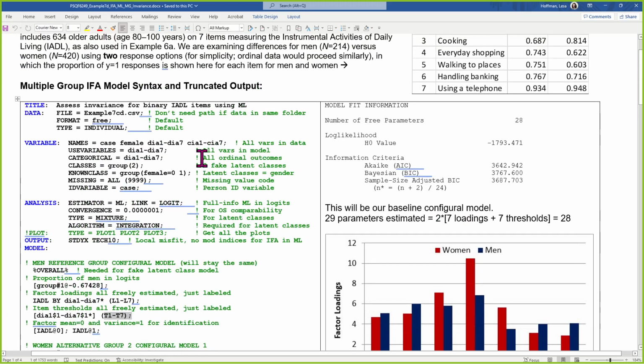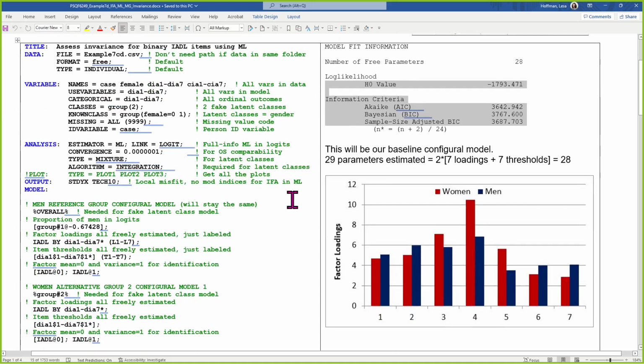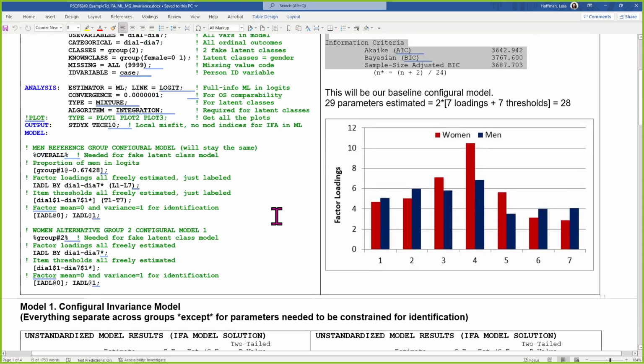Why didn't I do it this way to begin with? How am I going to judge fit? I got nothing here to work with. And if I don't have a saturated model to come back to, I don't have modification indices either. So the process of trying to figure out why your invariance model fits worse is a lot harder in this method.